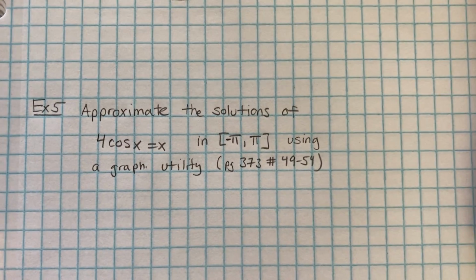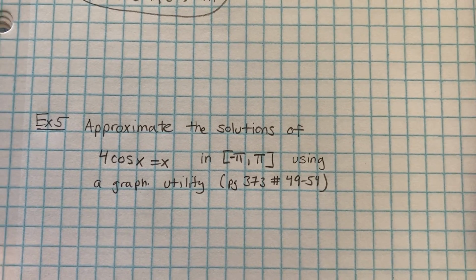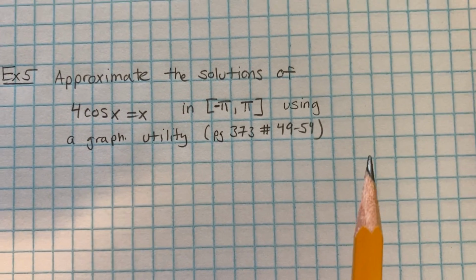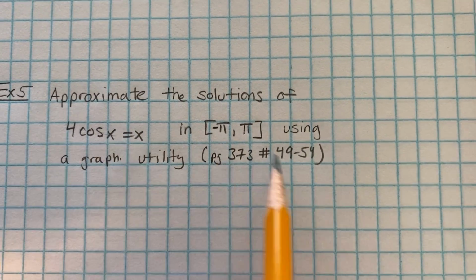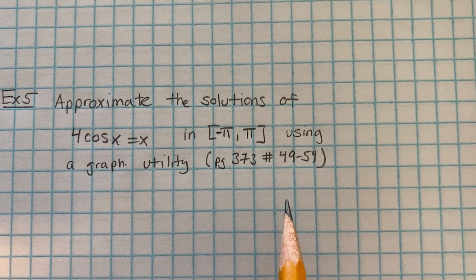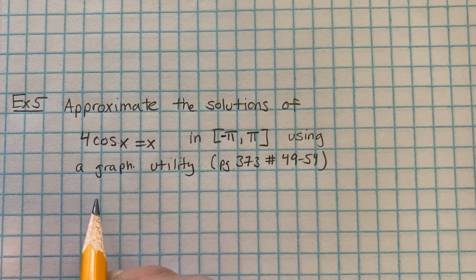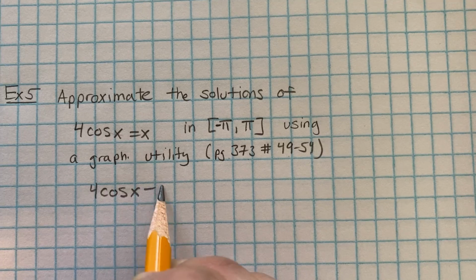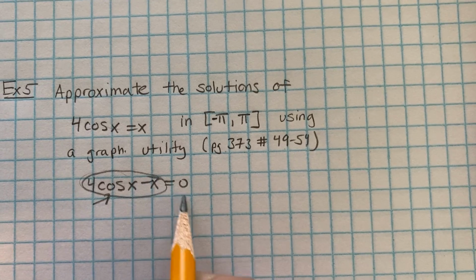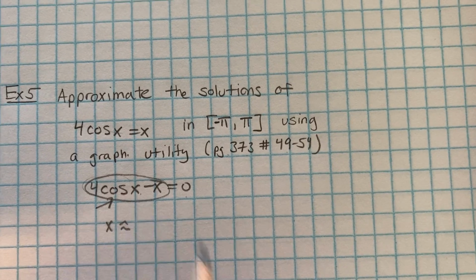It says approximate the solutions of 4 cosine x is equal to x in negative pi to pi using a graphing utility. If you remember, when you're solving for the solutions of any function, you're really just finding the x-intercepts. And so this will be useful in your homework on page 373, 49 to 54, where it says, collect all the terms, use the graphing utility. I would just recommend going to desmos.com again. I just move all the terms over and basically enter this; this is your function. And when you're setting it equal to 0 and solving for x, you're finding where the x-intercepts are.